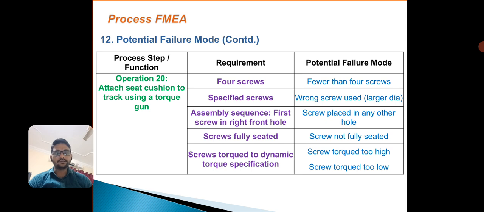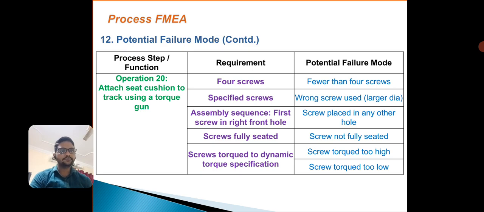This is a potential failure mode example. Operation number is 20 and step number is 20. The function is to attach the seat cushion to the track using a torque gun. The requirement is 4 screws and the specified screw. Assembly sequence: first screw is right front hole, screw fully seated, and screw torque to be dynamic torque specification.